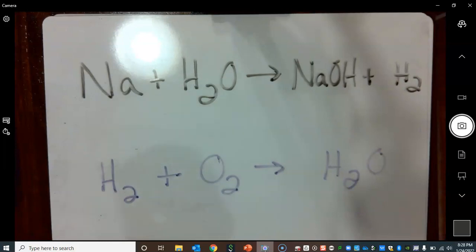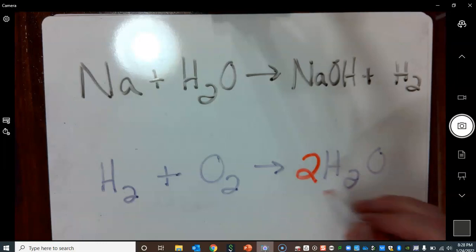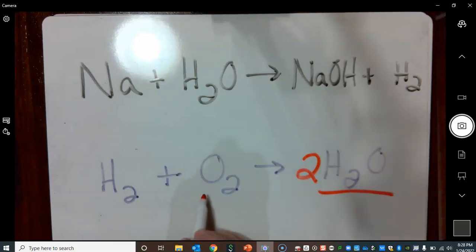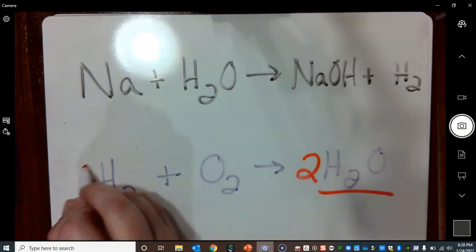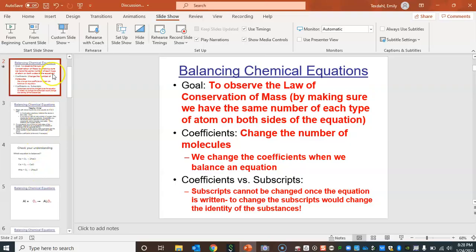So instead what we do is we add coefficients. We would put a 2 here to get 2 water molecules to balance the oxygen, and then we would put a 2 here to balance the number of hydrogens. So the coefficient applies to the entire molecule.